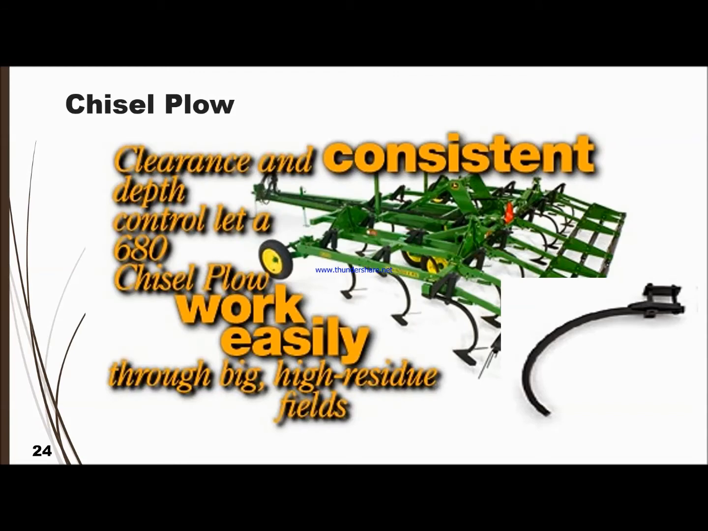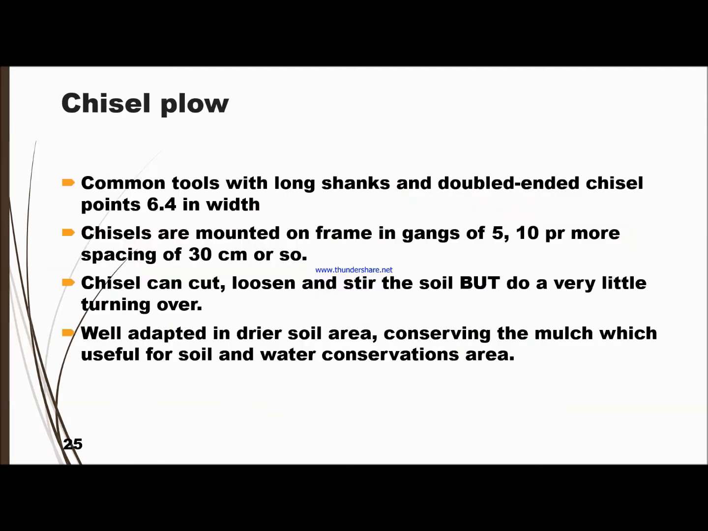Another example is the chisel plow. Okay, chisel plow is categorized under primary tillage. A common tool with long shank and double-edged chisel, point about 6.4 inches.